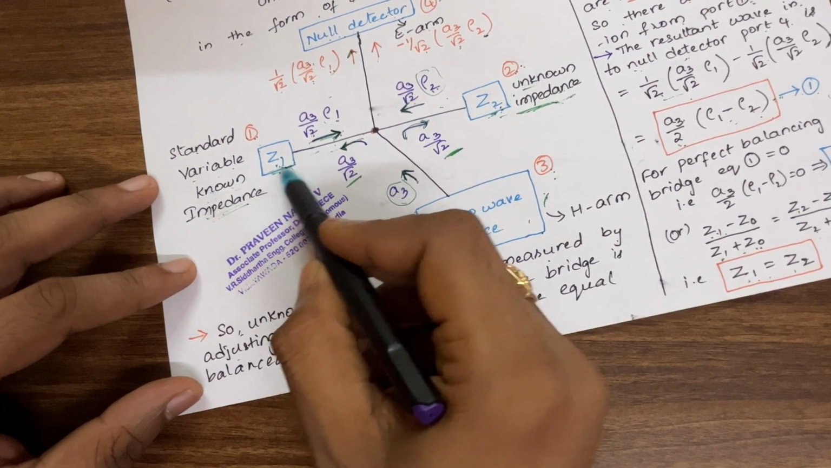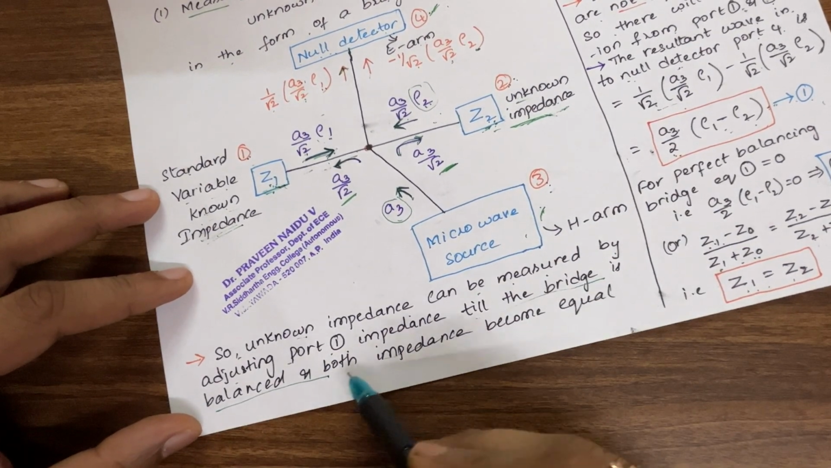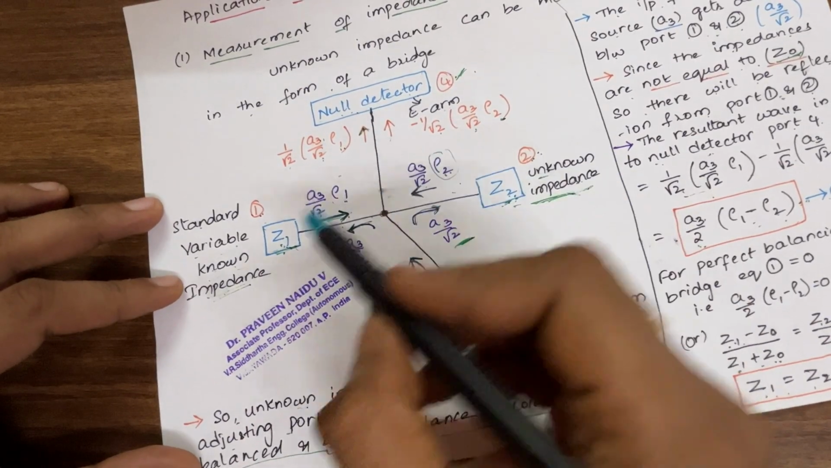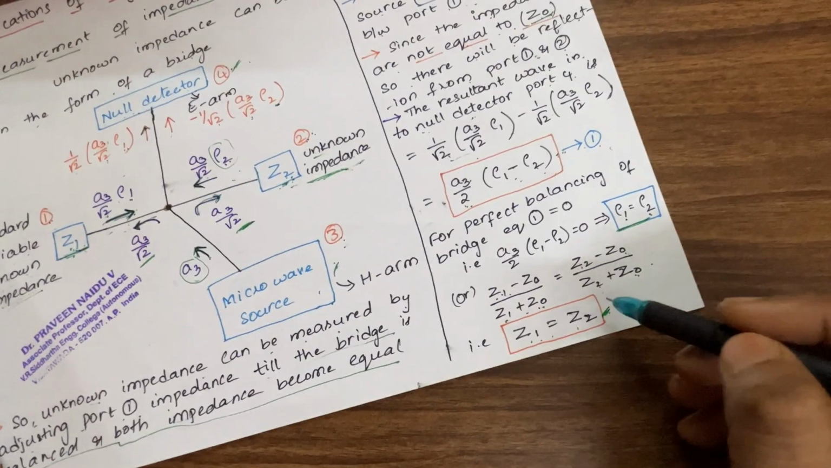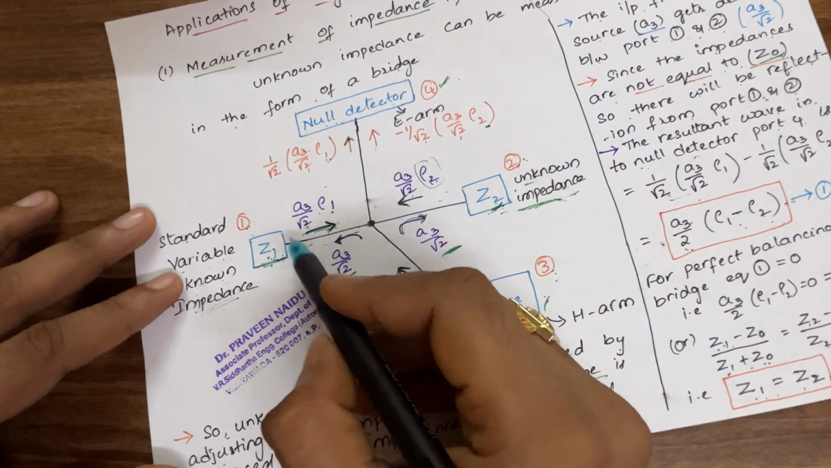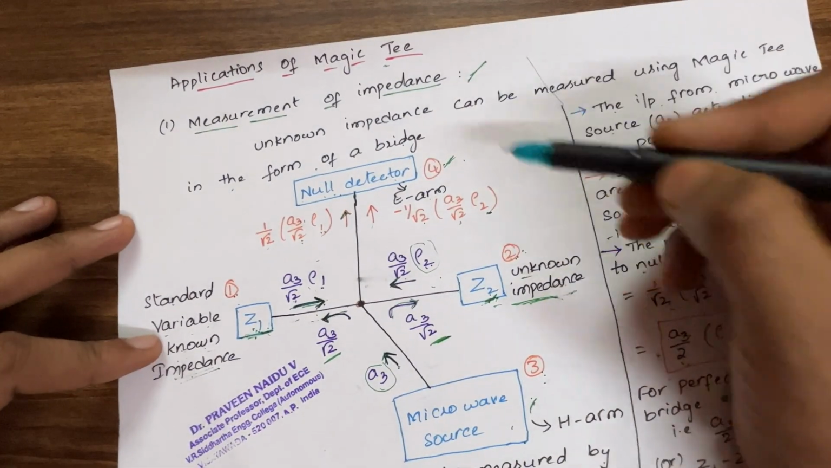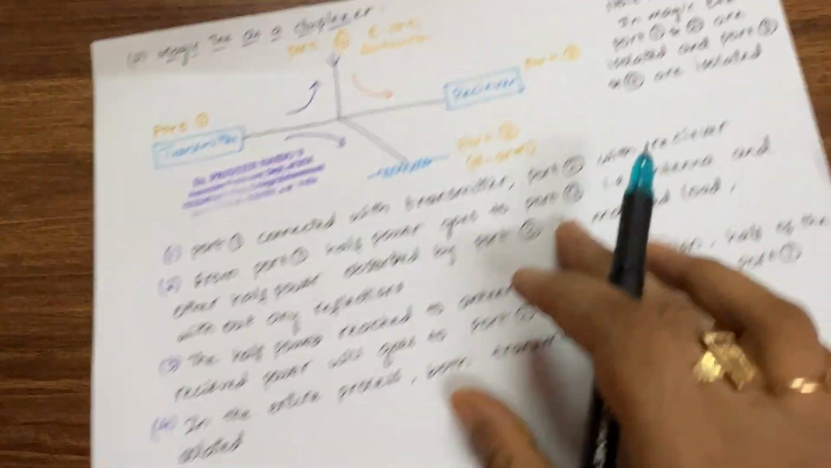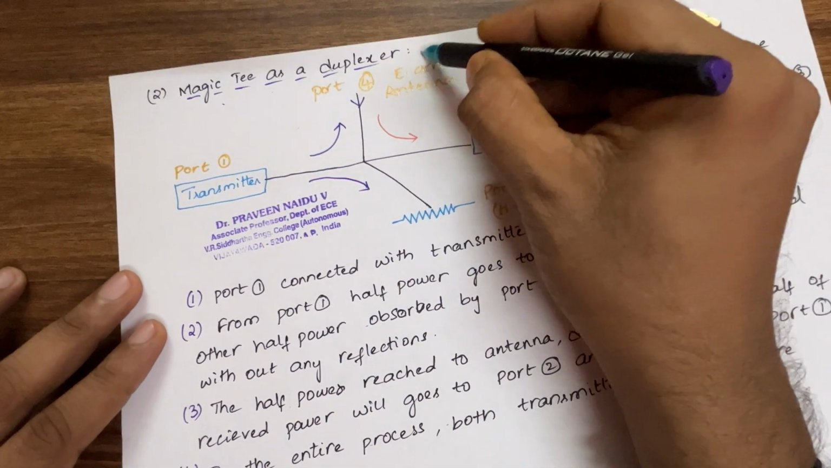So we can vary this Z1 value till the bridge is balanced and both impedances become equal. That means if it is balanced, whatever the impedance we are getting here, if that is equal to Z2, then only the bridge is going to balance. So in that way, this Z2 value can be calculated by using this particular configuration, that is measurement of impedance by using magic T. And the second application of this particular magic T is that magic T can be used as a duplexer.